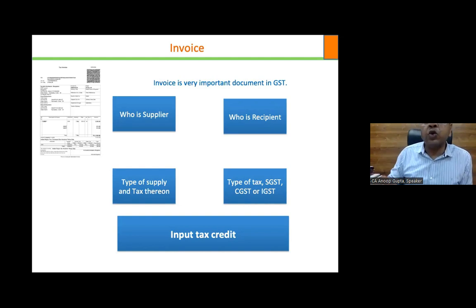Every supplier whose annual turnover is more than rupees 10 crores in any of the previous years, as per the instructions of the GST, is liable to raise an e-invoice only. He can only raise an e-invoice. Initially that limit was 100 crores, then it came down to 50 crores, then to 20 crores, now it is 10 crores. And most probably that limit will reduce to 5 crores in the very near future. So you may understand how important it is to raise a valid invoice in GST.